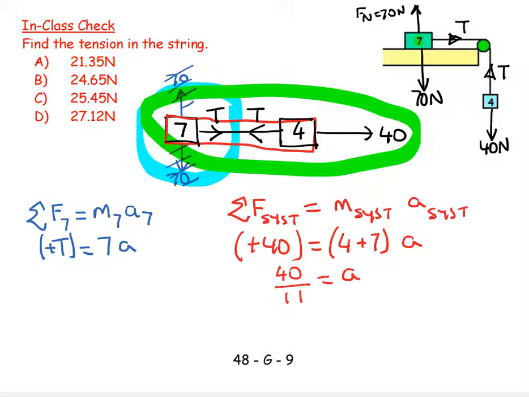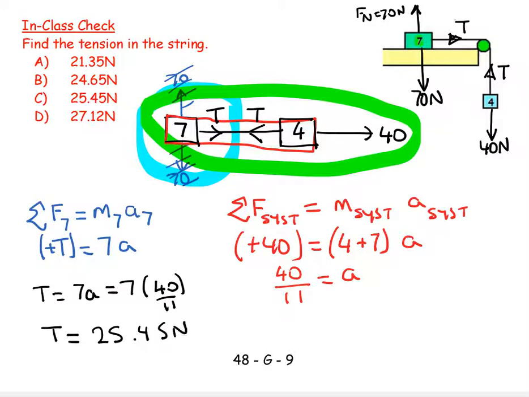So what remains now is to solve this. T is equal to 7a, which equals 7 times 40 over 11. So T is equal to 25.45 newtons, and there's my answer. 25.45 newtons.